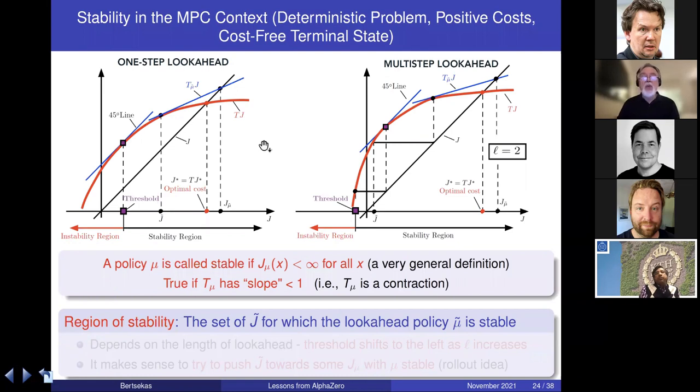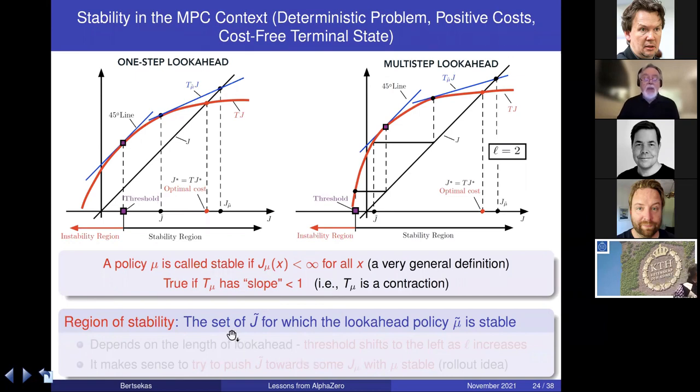So instead of going to concepts of Lyapunov stability and the like, we adopt an optimization-based definition of stability, and we say that the policy is stable if its cost function is finite for all x. If the cost of the policy does not blow up for any initial state, then we say that the policy is stable. And this has the advantage, it's a very general definition. And generally, this is true if T mu is a contraction or has slope less than one in the context of our figures. So let's look at one step look ahead.